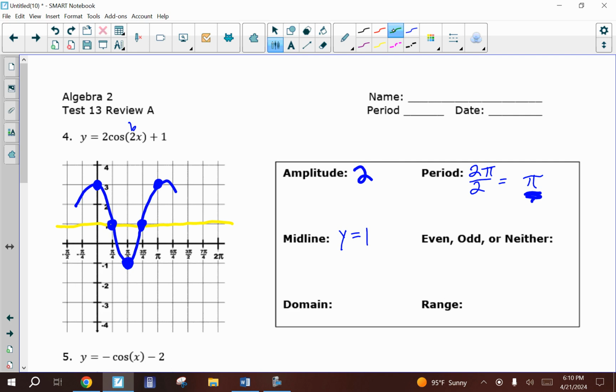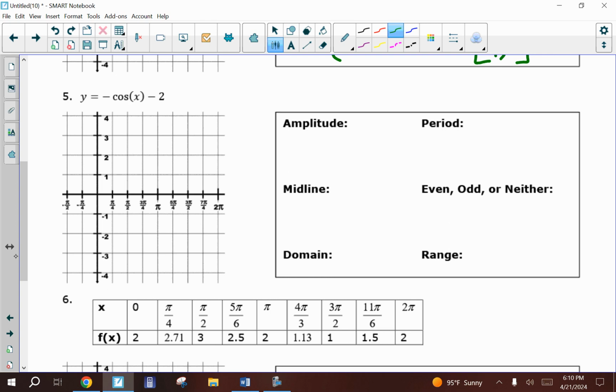So now we can come up with the rest of our answers. Cosine graphs, they are always even unless there's a horizontal shift. Our domain is negative infinity to infinity because, like I said at the beginning, it doesn't matter if it's a sine or a cosine. These graphs, they're wave graphs, and they go forever to the left and to the right. And my range is going to be the low point to the high point. So -1 to 3. Brackets on both of those. Okay, next.